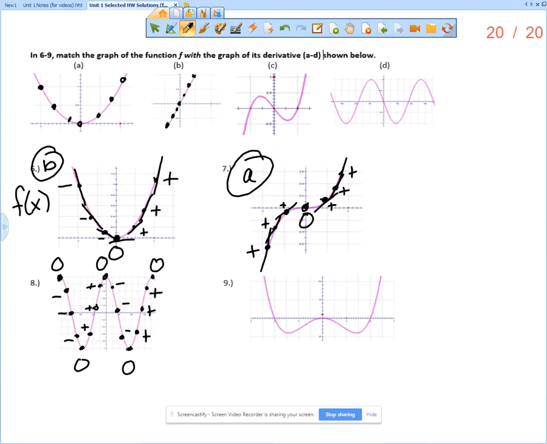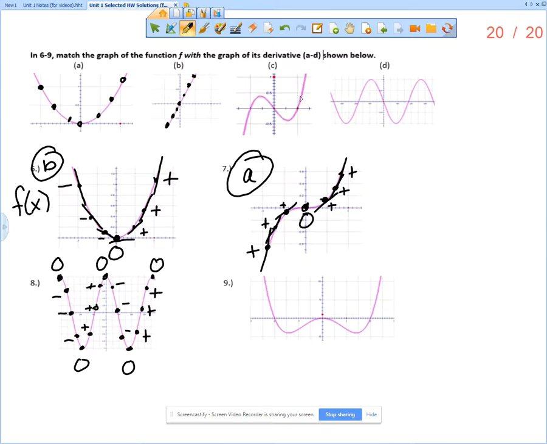So we want a graph that is negative, then 0, then positive, then 0, then negative, then 0, then positive, then 0. So remember, negative means below the x-axis. Positive means above the x-axis. So which graph is below the x-axis, above the x-axis, below the x-axis, above the x-axis? Oh, actually, C and D both seem to do that, right? Below the x-axis, above the x-axis, below the x-axis, above the x-axis.